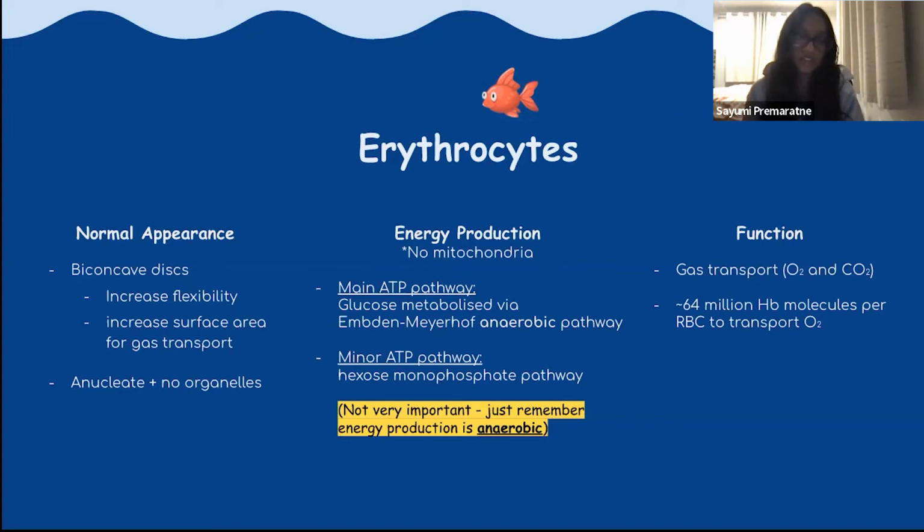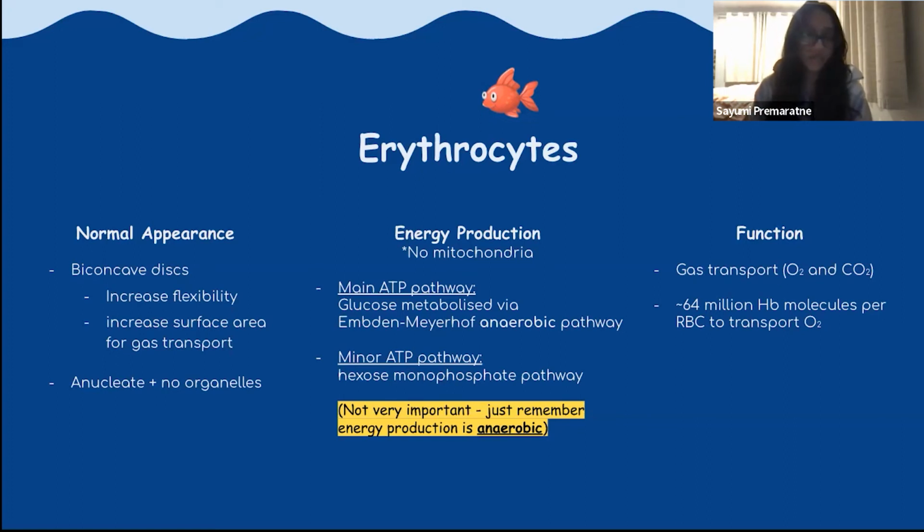It's also anucleate and it has no organelles. That's also important because that just leaves more room in the cell to carry hemoglobin as opposed to a nucleus or organelles. Energy production, a key thing is that it has no mitochondria.